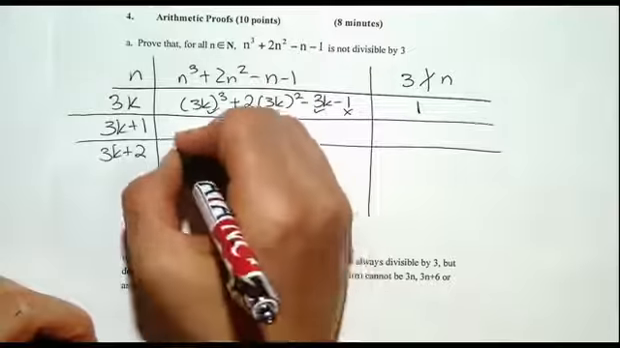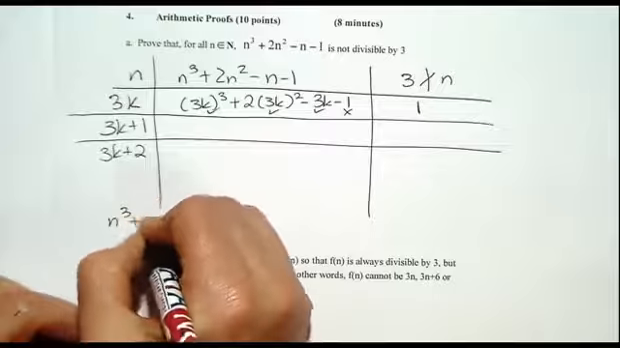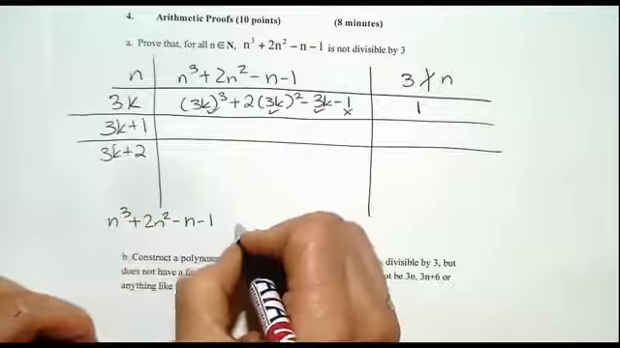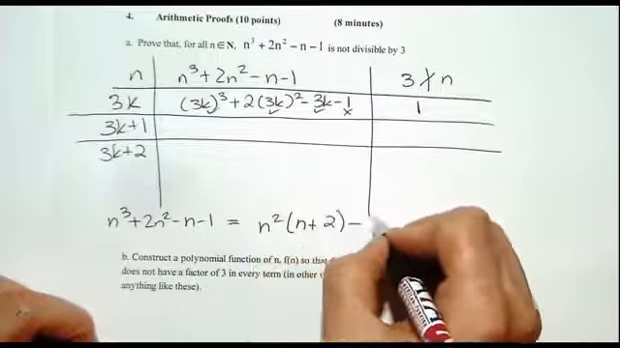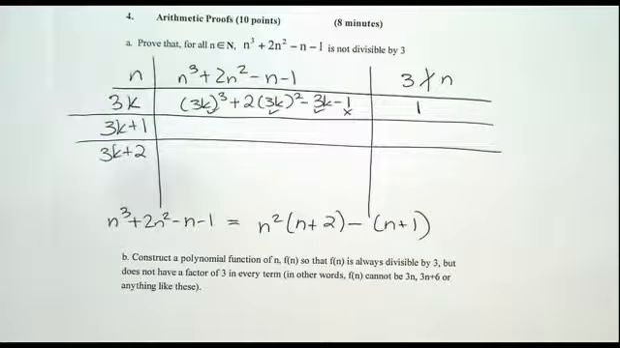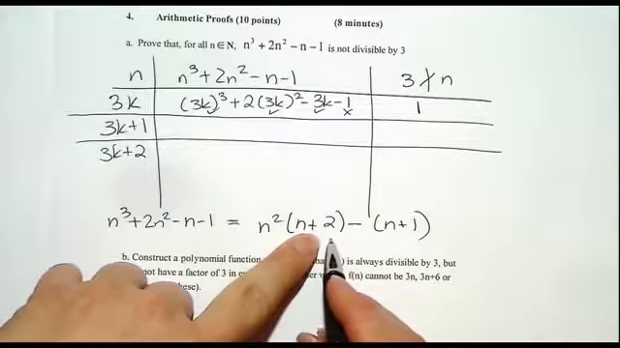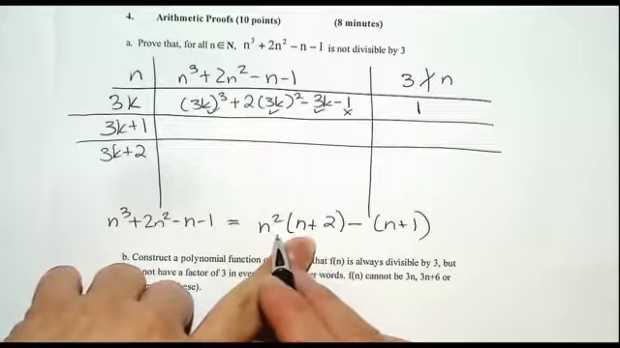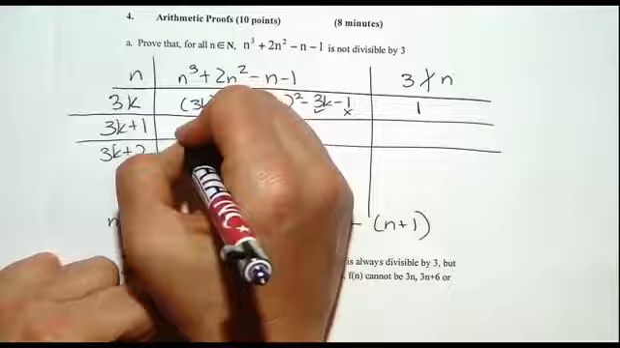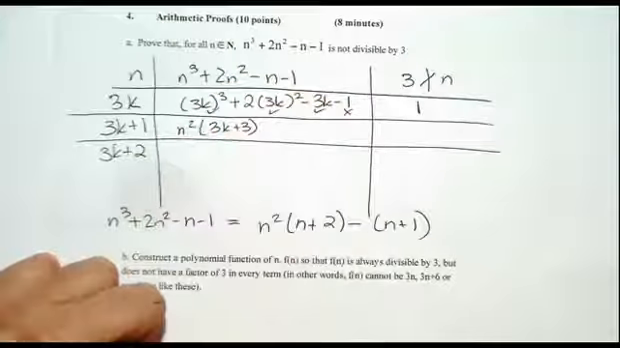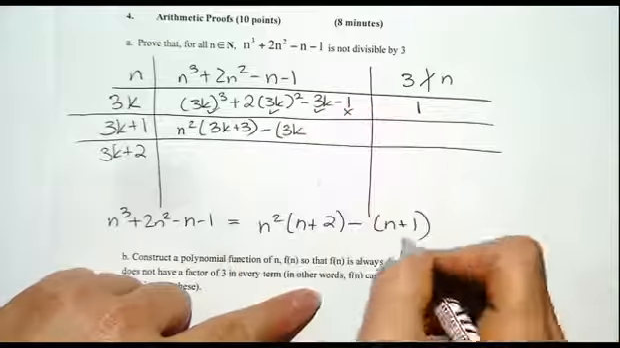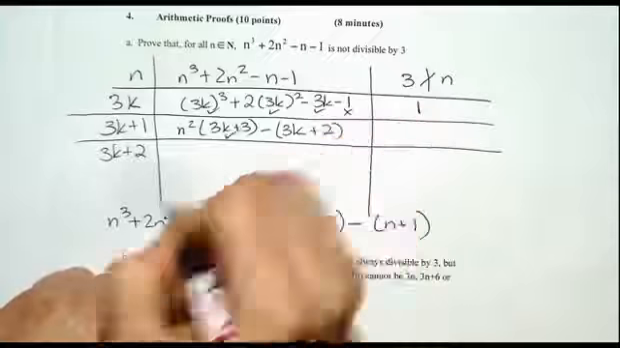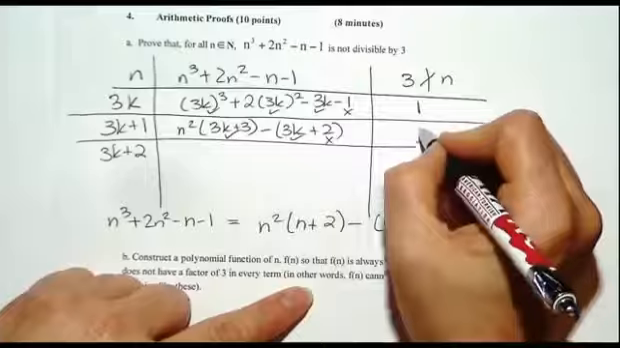In the next case, let's write n cubed plus 2n squared minus n minus 1 equal to n squared times n plus 2 minus n plus 1. Let's just write it that way. So if I plug in 3k plus 1 to this, I get something divisible by 3, right? So I don't need to figure out what n squared is in the second row. This is going to be n squared times 3k plus 3 minus 3k plus 2. So this is divisible by 3, that's divisible by 3, that's not. So 3 doesn't divide n.